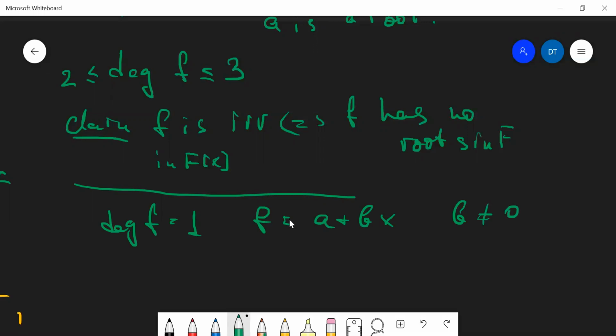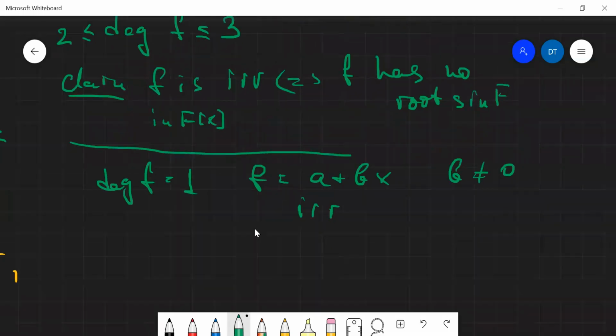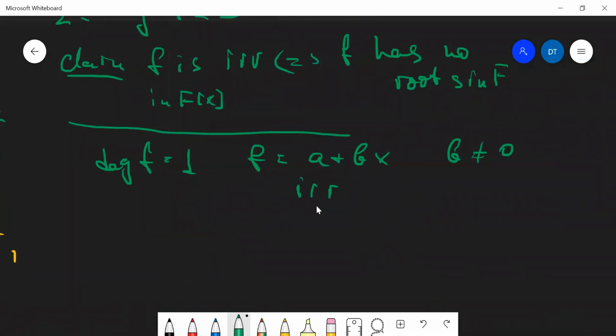Well, it's clear that all these polynomials are irreducible. The polynomials of degree 1 are all irreducible. Well, why? Because you cannot present this polynomial as a product of two polynomials of strictly smaller degree, because the polynomials of strictly smaller degree are the polynomials of degree 0 or minus infinity. And if you multiply two polynomials of degree 0, well, the result will be a polynomial of degree 0. So you cannot present this polynomial as a product of two polynomials of strictly smaller degree. So this is a trivial case I almost forgot to mention.